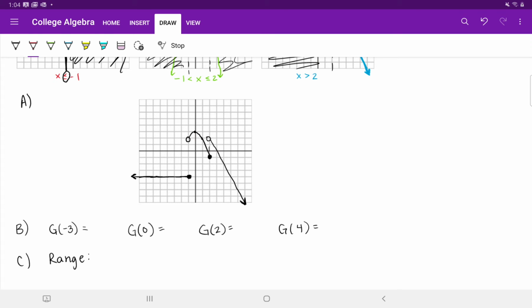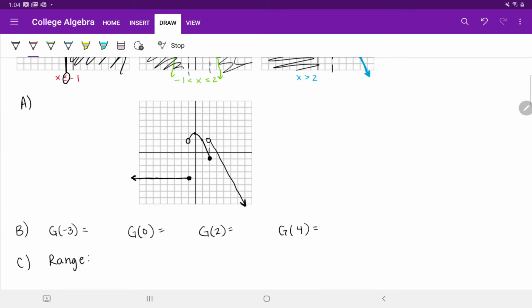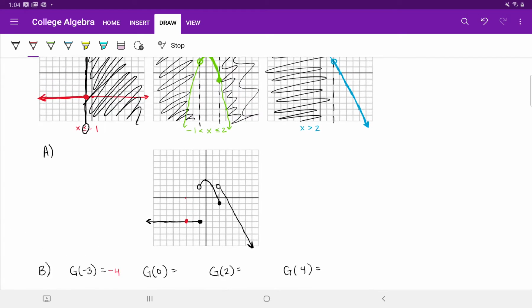If I plug -3 in for x, that means we're here. The y value is -4. So you can look at your graph and find your y value. But if your graph is wrong, then your answer for this part would be wrong too. So you might want to double check yourself. And here's how you do that.